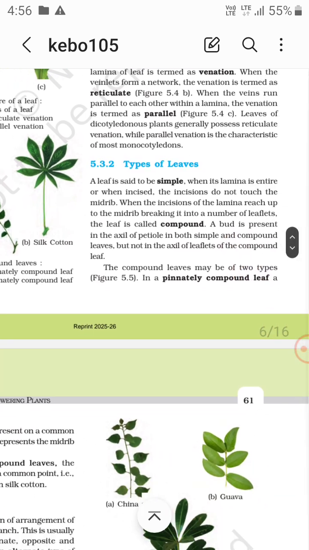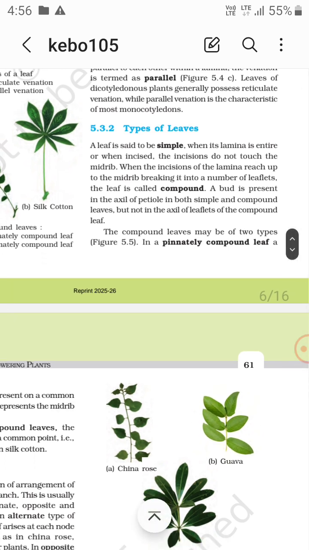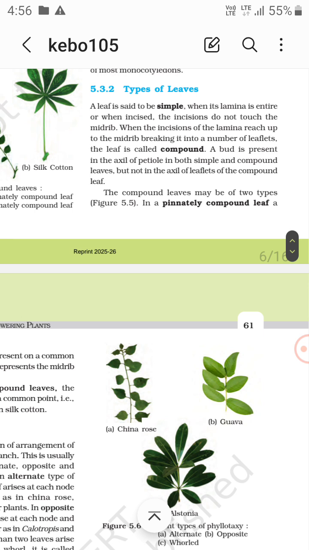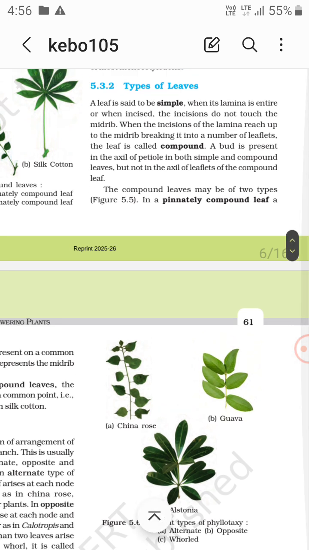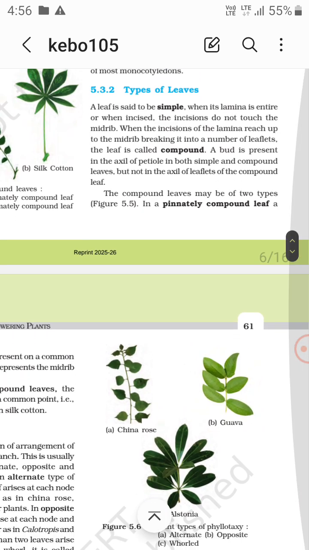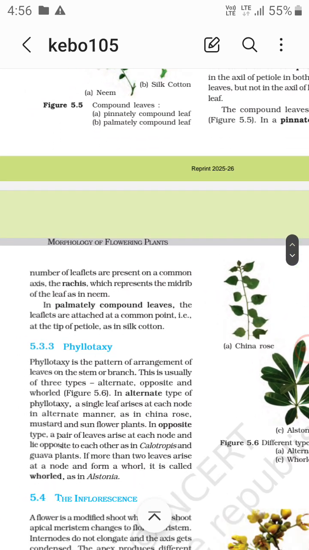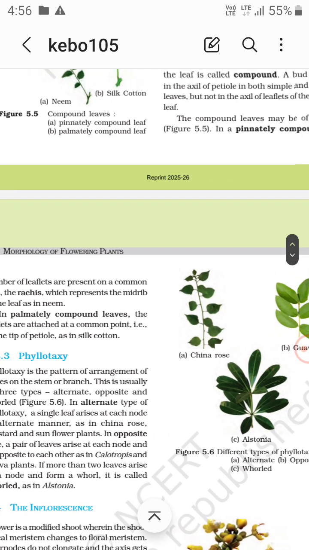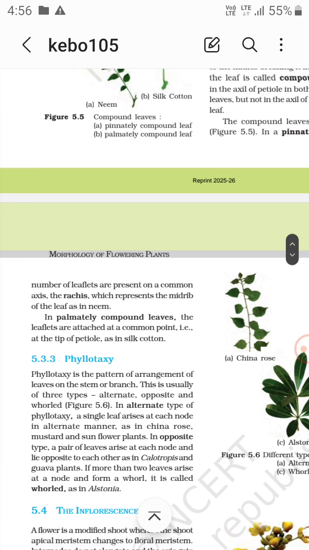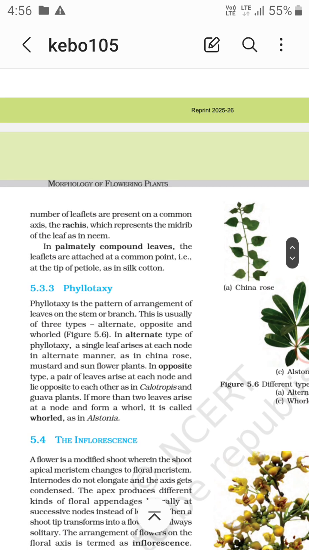Now types of leaves: simple, when its lamina is entire or when the incision does not touch the midrib. Okay, then there is a compound leaf. A bud is present in the axil of petiole in both simple and compound leaves, but not in the axil of leaflets of the compound leaf. Now, compound leaves may be pinnately compound leaf and palmately compound leaf. Palmately compound leaf in silk cotton, pinnately compound leaf in neem. Okay, rachis represents the midrib of the leaf as in neem.